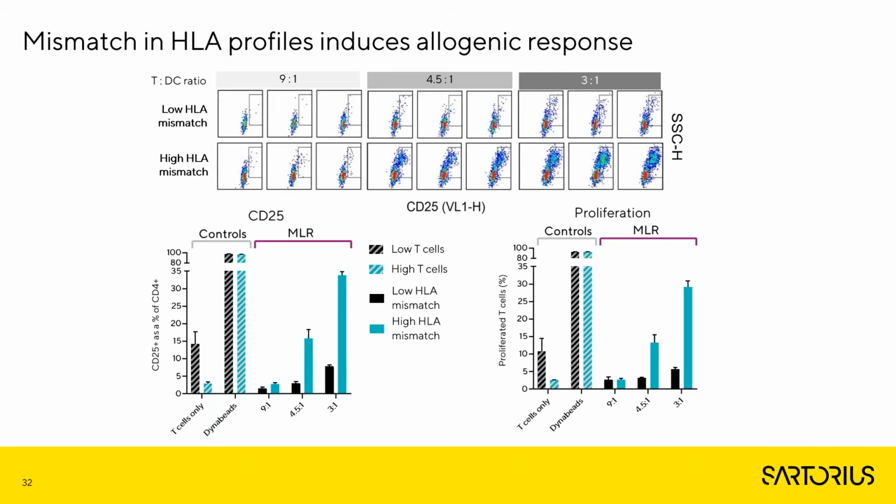Interestingly, the CD25 expression in the low T cell only control was higher than in the MLR, perhaps indicating a level of non-APC related autoactivation by this donor. Overall, a very similar profile was also seen for the T cell proliferation, and together these data show how important the HLA mismatch is for the allogenic T cell activation in MLR.